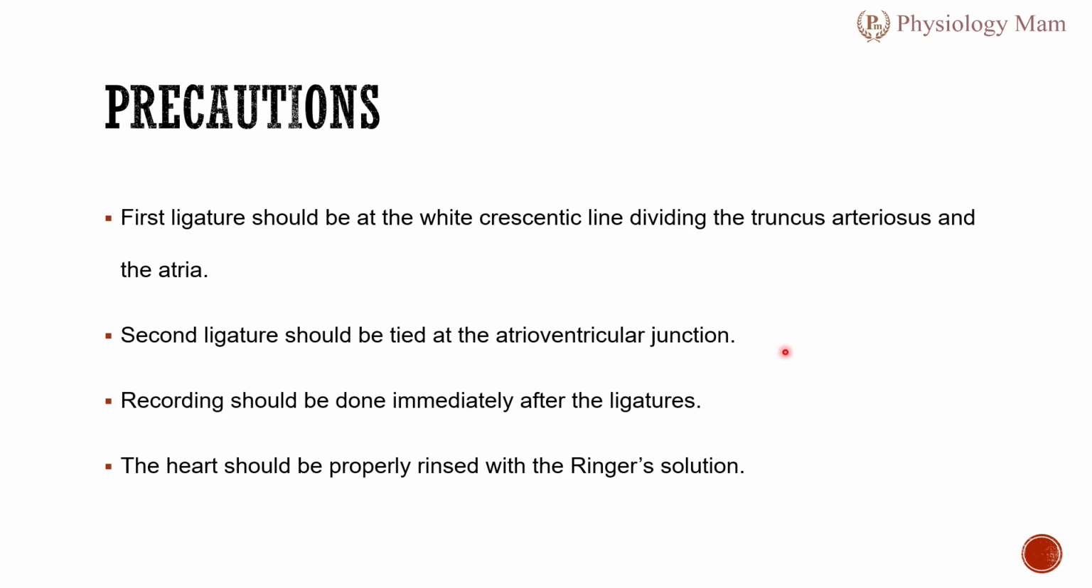Now what are the precautions that we have to take when we are doing this experiment? You have to follow all the precautions that have to be taken when you are trying to isolate a frog's heart. More than that, you have to take care about where you are exactly tying the ligature. The first ligature should be at the white crescentic line, which is a landmark for you to know that it is dividing the sinus venosus and the atria.